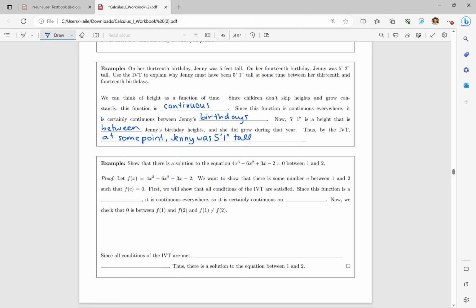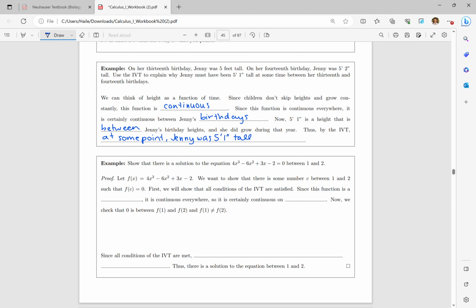So yeah, it's common sense, right? It seems like a waste of time to write out all of these sentences to explain that, well, between the time that she was 13 and 14, of course, if she was 5 feet and then 5 foot 2, of course at some point she had to be 5 foot 1. Like, the common sense, right? But it turns out, down the road, if you were going to mathematically prove the IVT, that's not necessarily an easy thing to do.